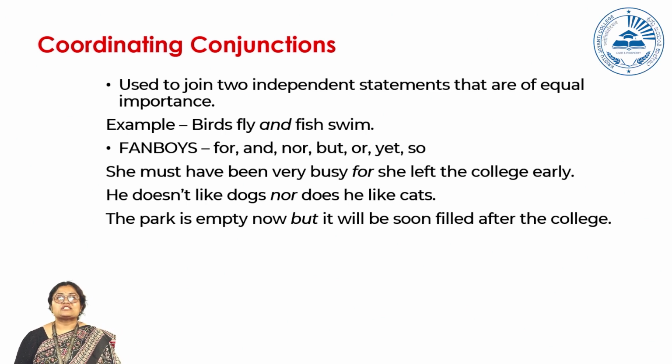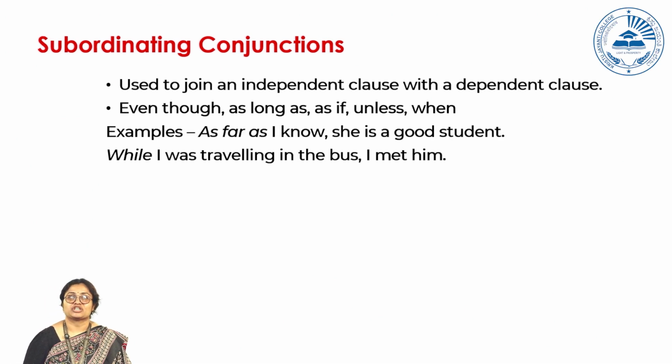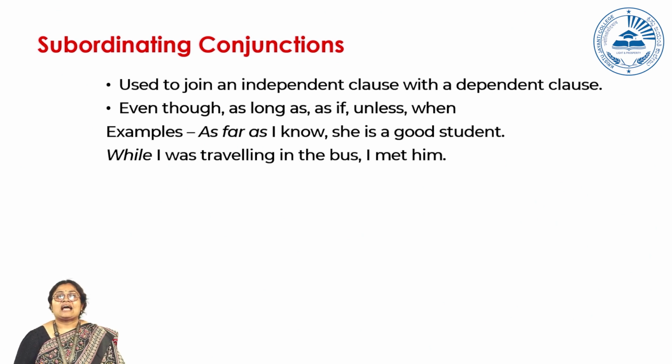Now we will proceed to the second type of conjunction, which is subordinating conjunctions. Subordinating conjunctions are generally used to join an independent clause with a dependent clause. Some of the commonly used subordinating conjunctions are even though, as long as, if, unless, and when. We will look at a few examples. First one, as far as I know, she is a good student.